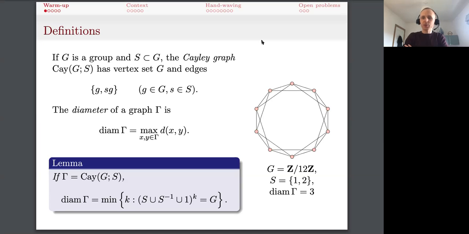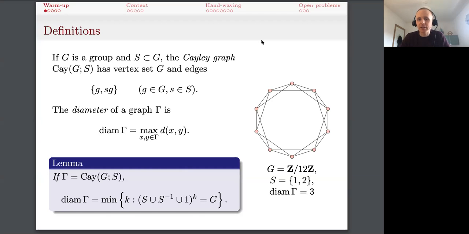And what's the diameter of a graph? Well, for any two vertices in your graph, there's a notion of graph distance, which is the length of the shortest path which joins them in the graph. And the diameter is the worst that can ever be. So it's the longest shortest path. You take the worst two vertices in your graph and you ask how far apart they are in the graph.